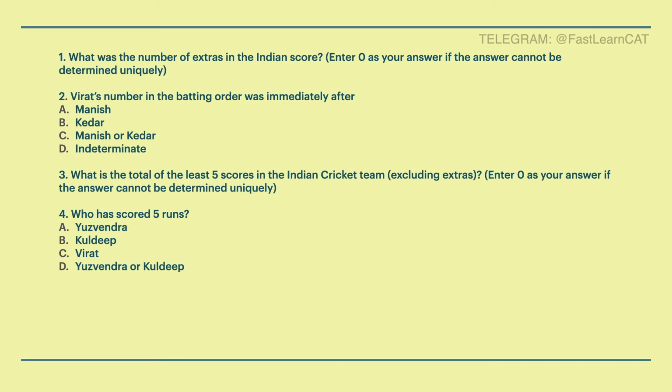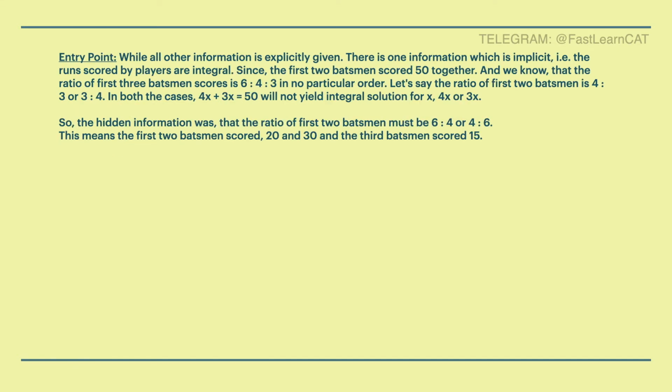Now let's resume. A general rule of thumb says that the entry point of a numerical LR set lies in the implicit information. So while all the information is given explicitly, there is one piece of information which is implicit. That is, the runs scored by any player is an integer.